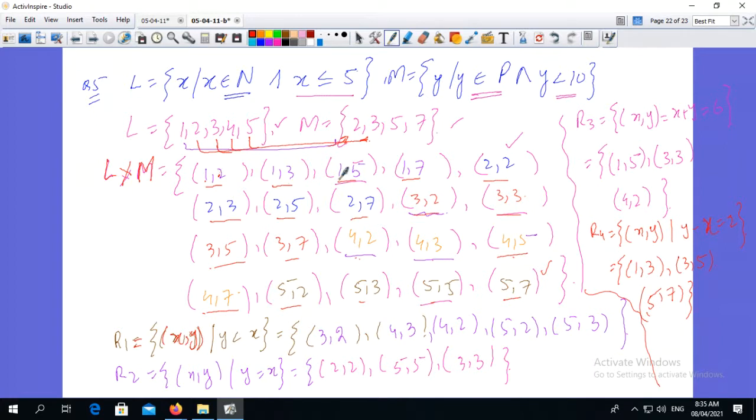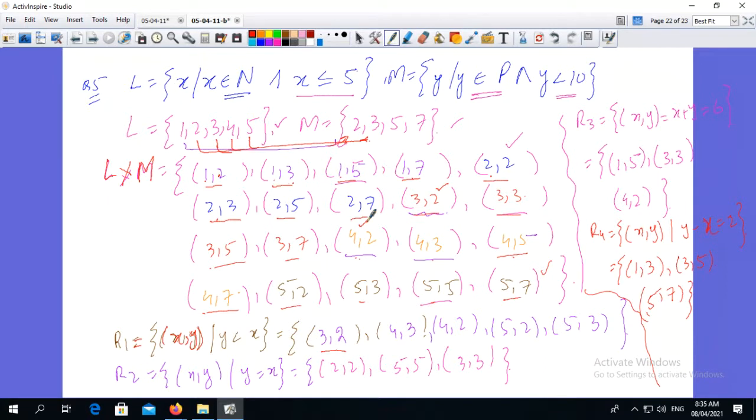So first, 1 is less than 2, but we have to find y less than x. 1 is less than 3, x is less than y, x is less than y, x is less than y, x equals y, x is less than y, x is less than y. Here x is greater than y, or y is less than x. So the first ordered pair is (3, 2). After this, (3, 3) is equal, 3 is less than 5, 3 is less than 7, then (4, 2), x is greater than y.